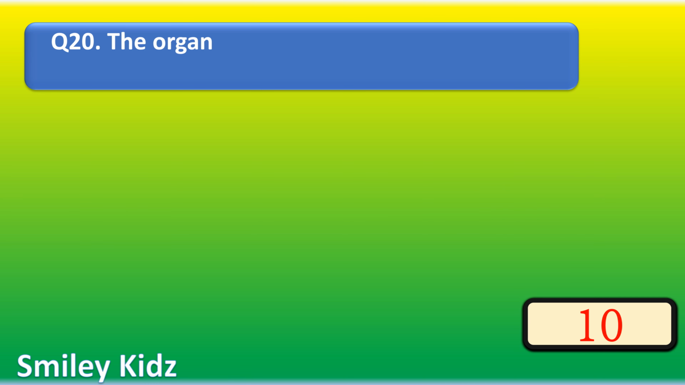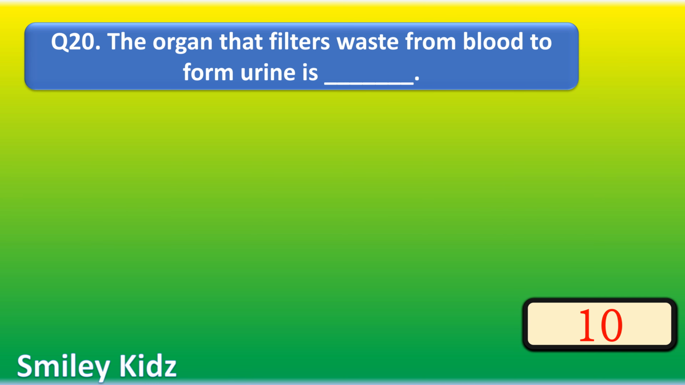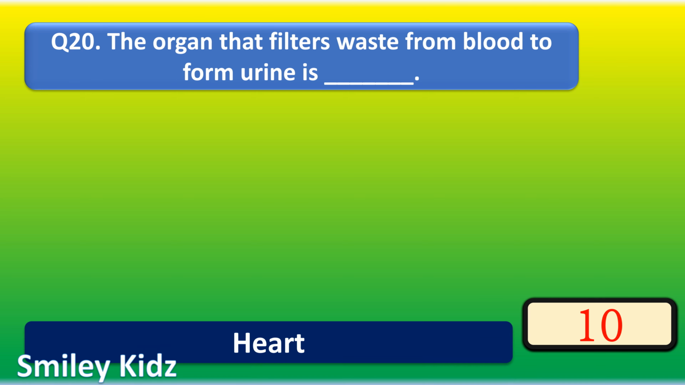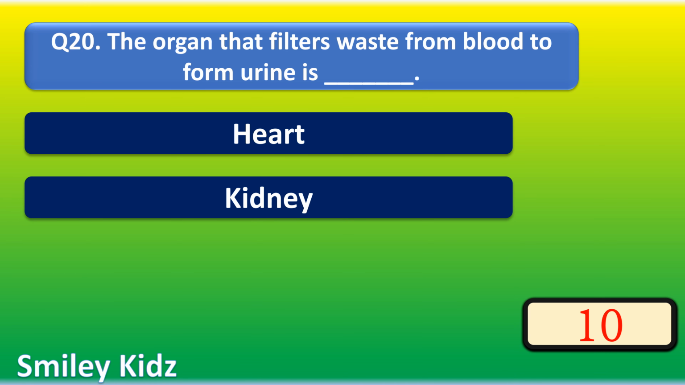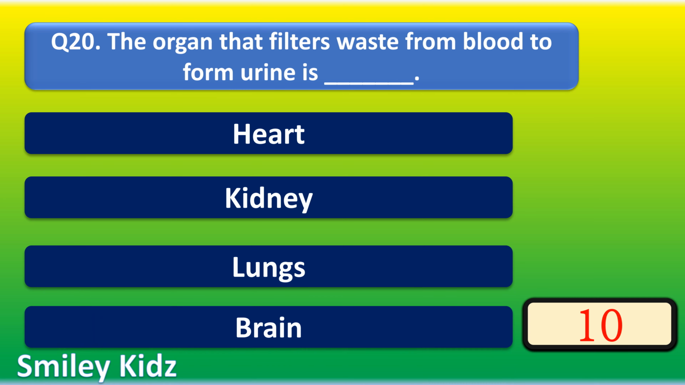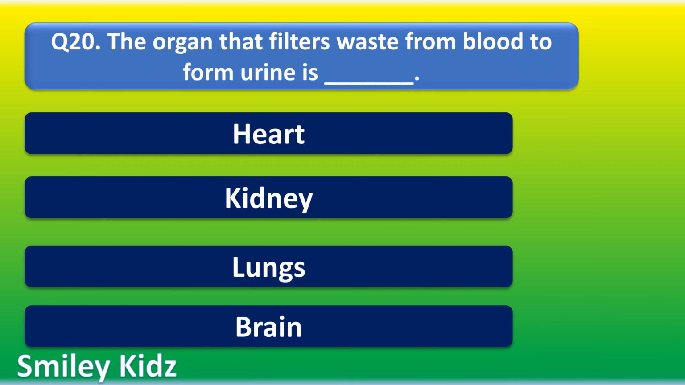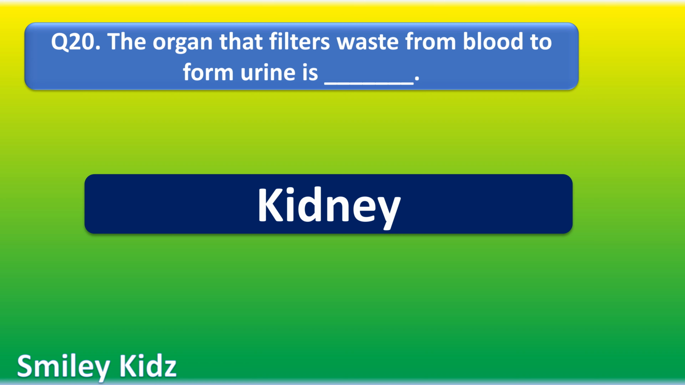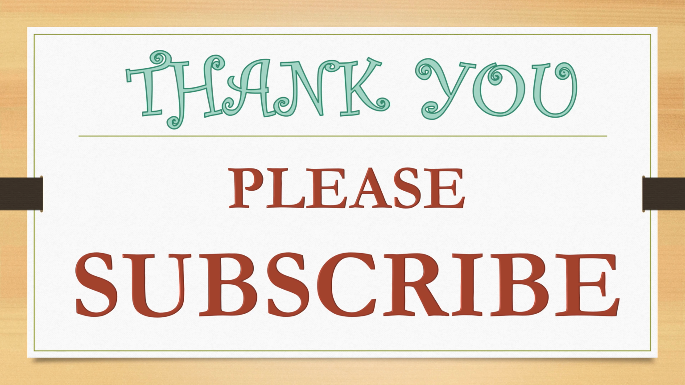Moving to question number 20. The organ that filters waste from blood to form urine is dash. Option A, heart. Option B, kidney. Option C, lungs. And option D, brain. Your time starts now. Your time is up. And the right answer is kidney. The organ that filters waste from blood to form urine is kidney.